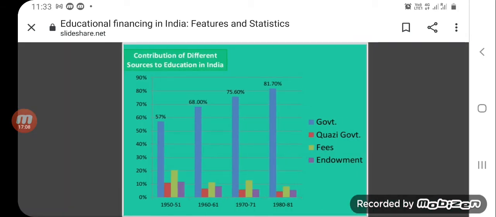Then you can just look at the contribution of different sources to education in India. From 1950 to 51, government funding was 57%. Quasi-government, that is local government funds, were 10%. Through fees, educational institutions collected 20%. And through endowment, 10%.